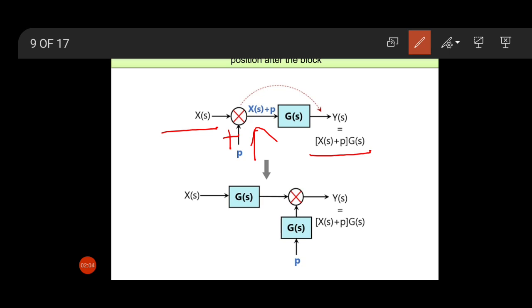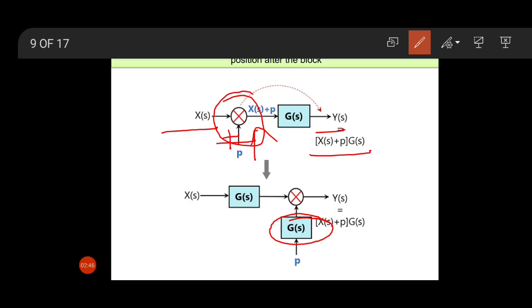Now we are going to change the position of this summing point from here to here. For this purpose, we add an extra block in this moving path. Okay. So see the equivalent diagram.